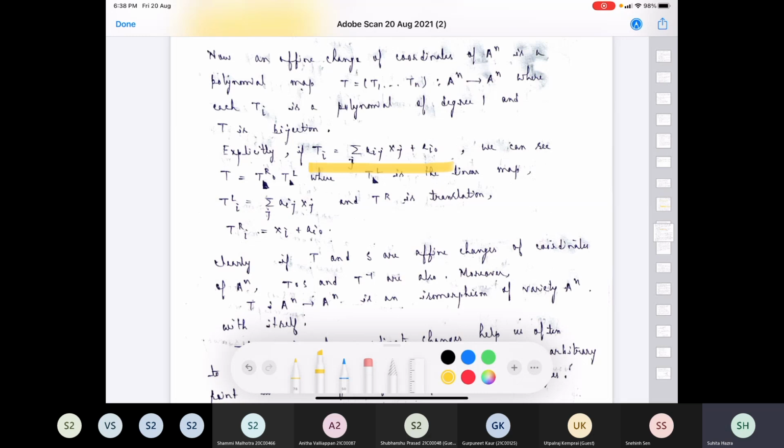We can see that T equals T^R composed with T^L, where T^L is the linear map, given by T^L_i equal to the summation over j of aij xj, and T^R is the translation, where T^R_i is xi plus ai0. So using this composition, we can get this coordinate change. Using this coordinate change, we can easily shift any point to the origin to have simpler calculations.